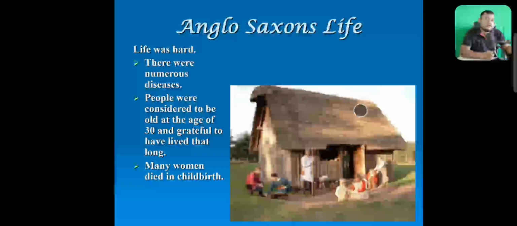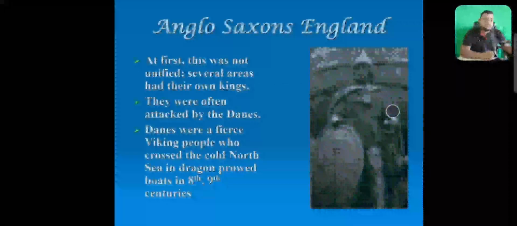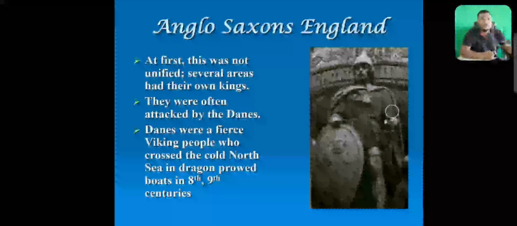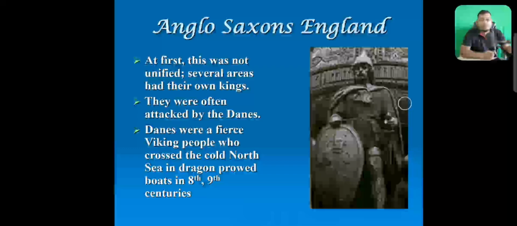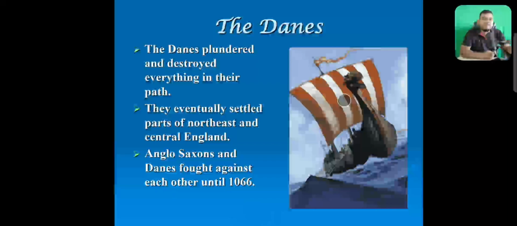Anglo-Saxon England, at first, was not unified. Several areas had their own kings. They were often attacked by Danes. Danes were feared by kings and people, who crossed the cold North Sea in dragon-prowed boats in the 8th and 9th centuries. The Anglo-Saxons in England also suffered from the Danes at that time. The Danes mostly belonged to Denmark. The Danes plundered and destroyed everything in their path. They eventually settled parts of northeast and central England. Anglo-Saxons and Danes fought against each other until 1066.